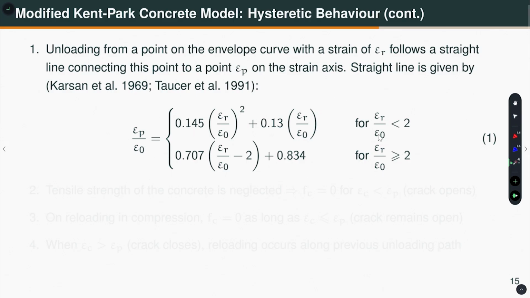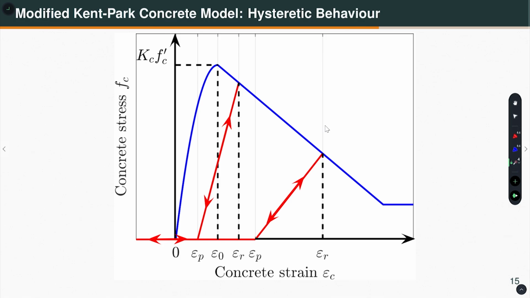We shall see. Okay. So, this is one aspect, that epsilon p is now determined by this equation. Okay. Then that means once you know this point, you can calculate that point using the first equation, if your epsilon r by epsilon naught is less than 2. If it is greater than 2, then you will be using the other equation. Okay. And you will see that epsilon p and epsilon r, how are they changing?